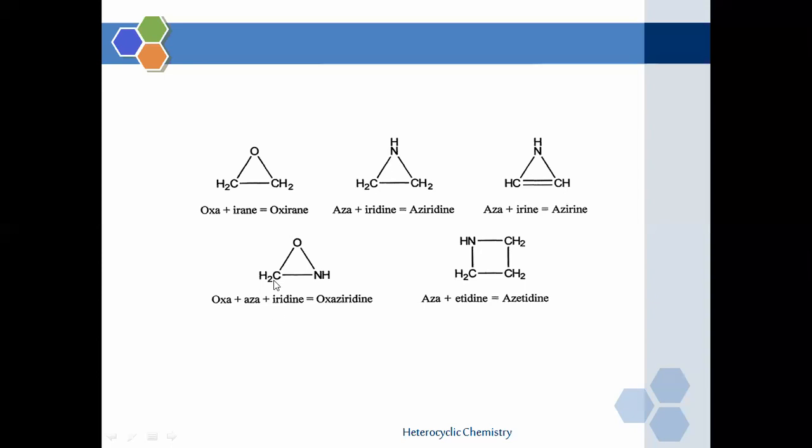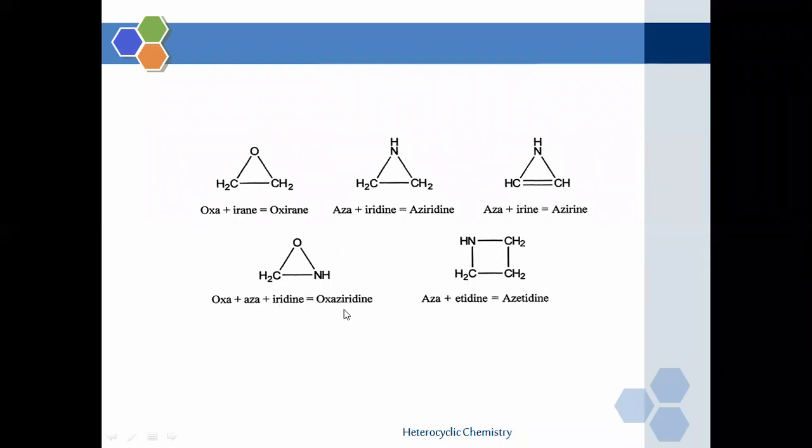Now, if the compound is going to have more number of heteroatoms, see in the structure, the compound is going to have presence of 2 heteroatoms. That time we are going to select the preference order. The first preference order we are going to give to the oxygen because it is more preferred than the nitrogen. So what is the name of the compound? Oxa plus aza plus the parent chain iridine.